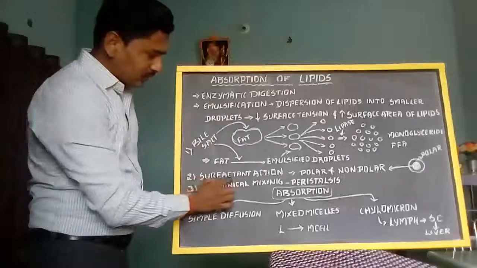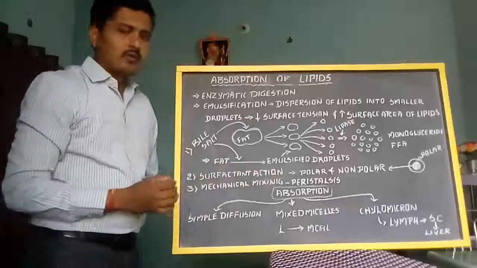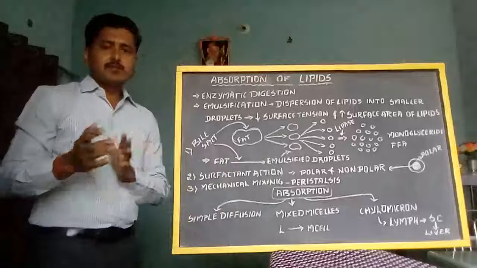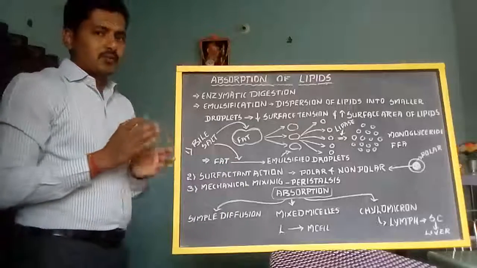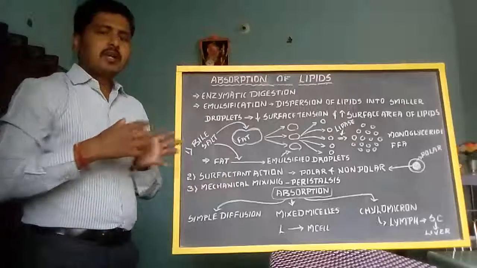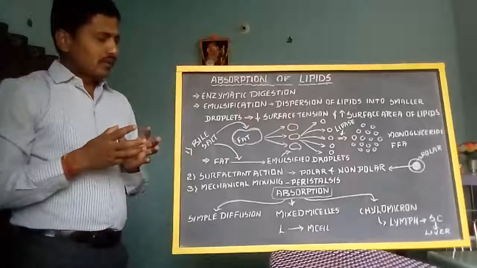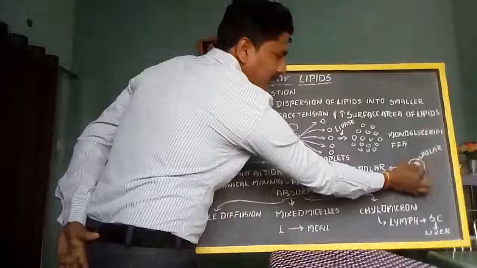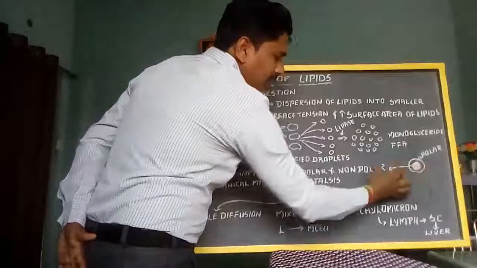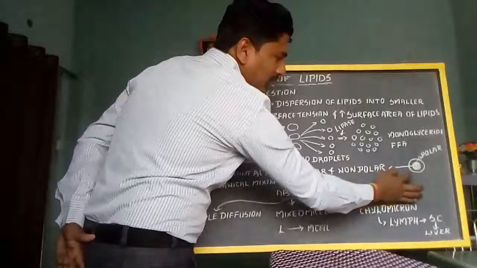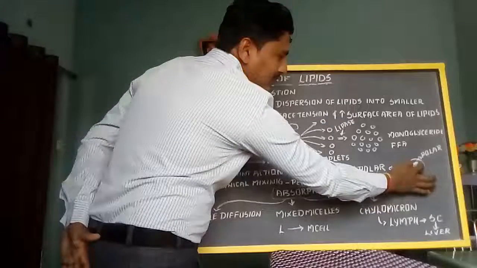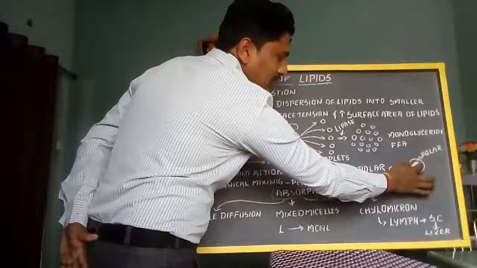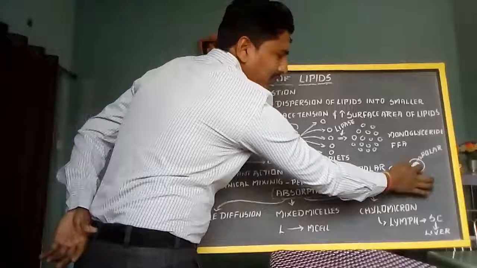And second one, surfactant action. What do we mean by surfactant action? It is a rearrangement of the fat molecules. Based on the requirement, rearrangement of the fat molecules takes place. Here, the lipid portion stays in the central part, which is called the non-polar part. Lipid is centrally enriched, and this is hydrophobic in nature.